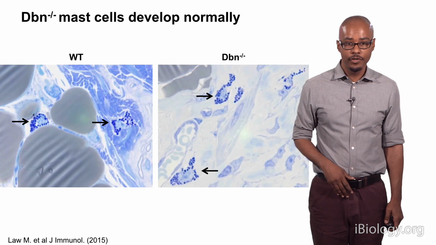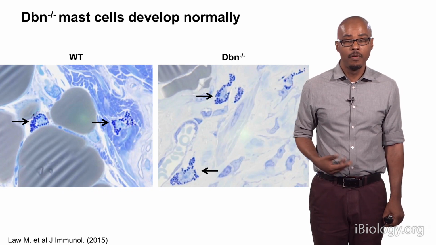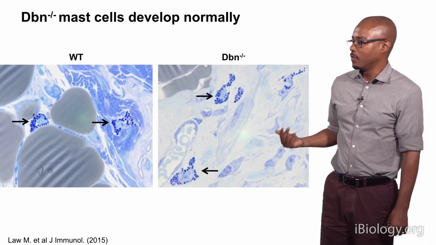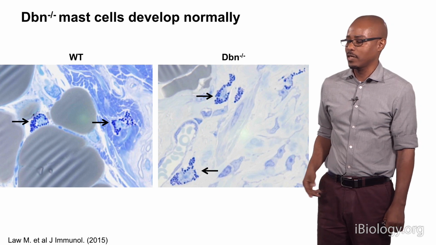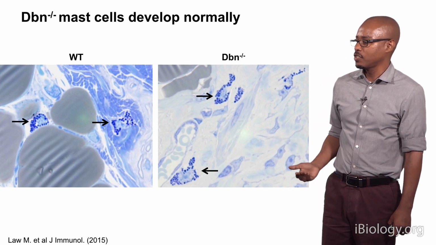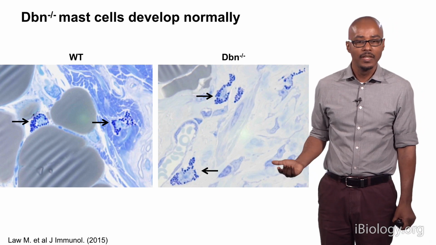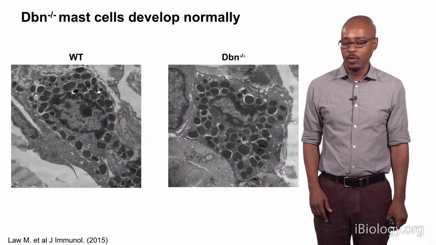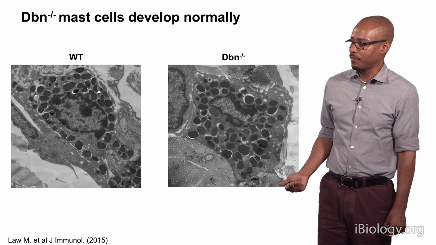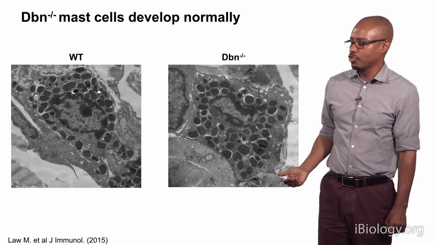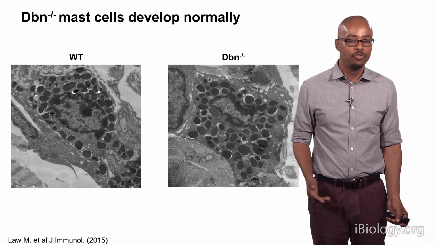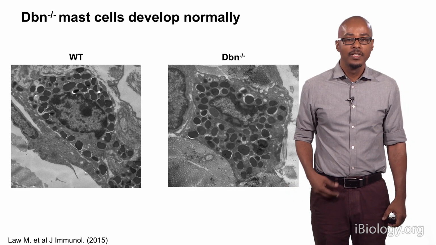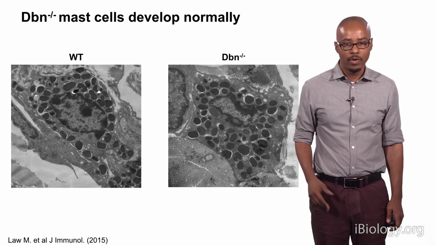We then went on to further characterize these mice to determine whether their mast cells were functional. What you can see here is skin from either wild type or Drebrin-deficient mice stained with toluidine blue, and in the black arrows you can see where the mast cells are found in the skin, and you can see that mast cell development was completely fine in the absence of Drebrin in these mice. We also looked at electron micrograph images, and you can see again that the ultrastructure of these mast cells was completely fine whether Drebrin was there or not. So we were fairly confident that in the absence of Drebrin, at least in vivo, mast cells were able to develop and they were found in the right place.